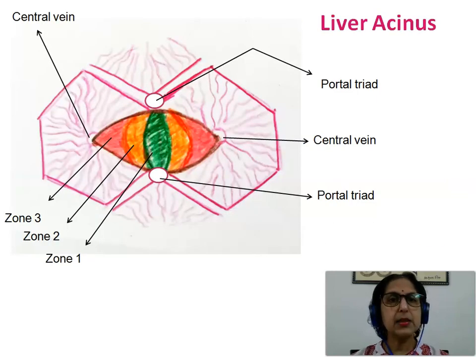This here is a diagram showing us the liver acinus. So this here is the liver acinus, which is a diamond shaped or elliptical area having 2 axes. The short axis running between 2 closest portal triads and the long axis running between 2 closest central veins. And we also see here the three zones. Zone 1, which is nearer to the portal triads, Zone 2, and Zone 3, which is nearer to the central veins.